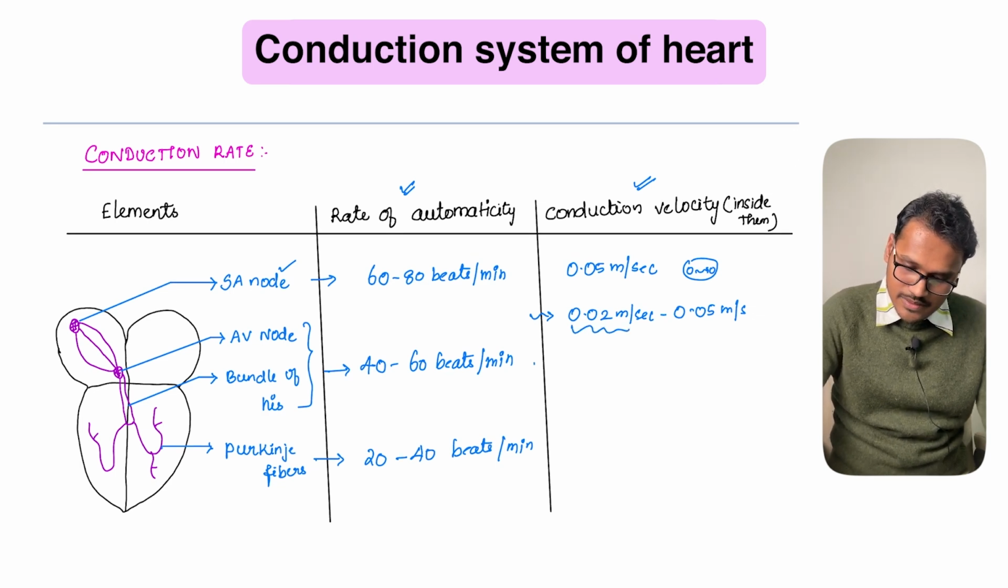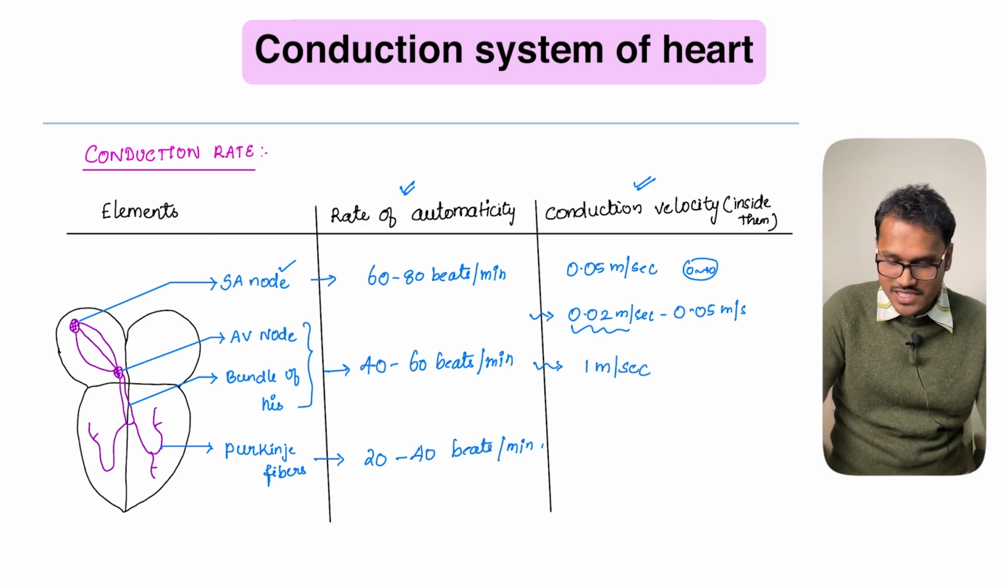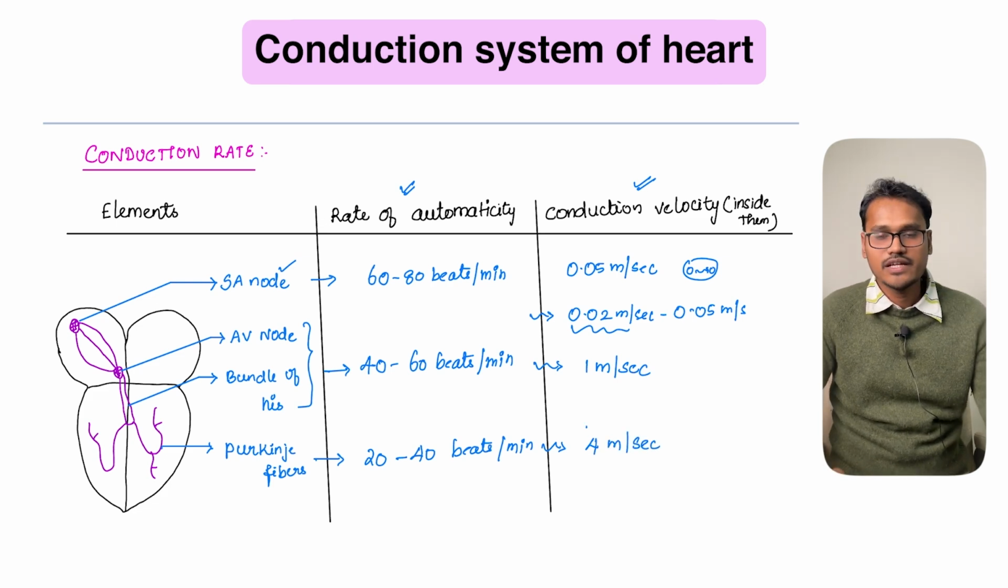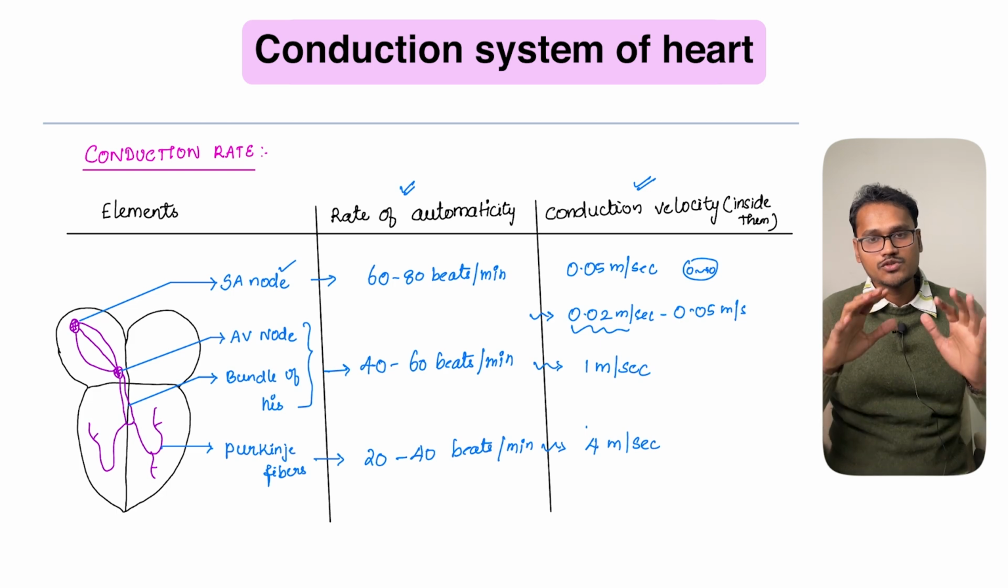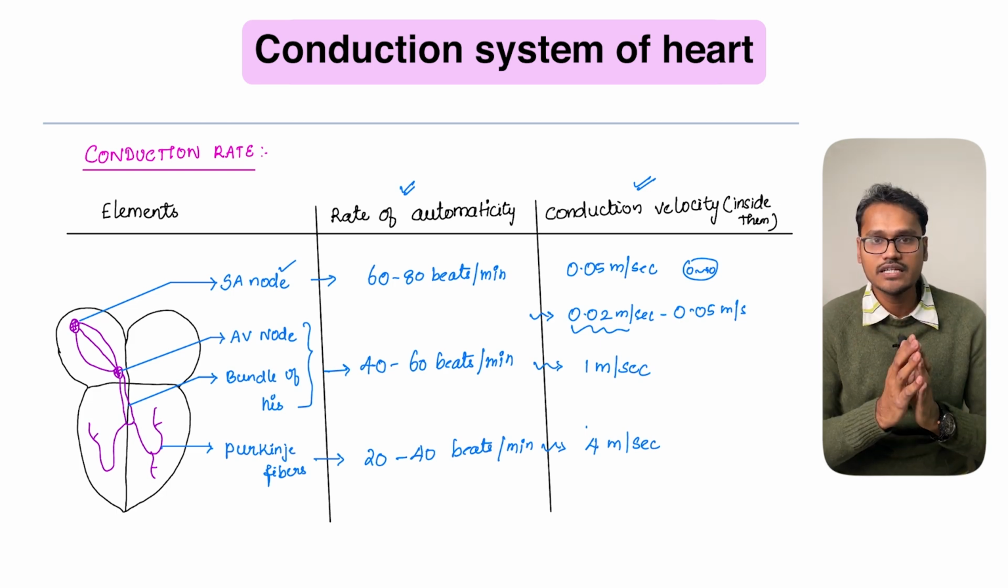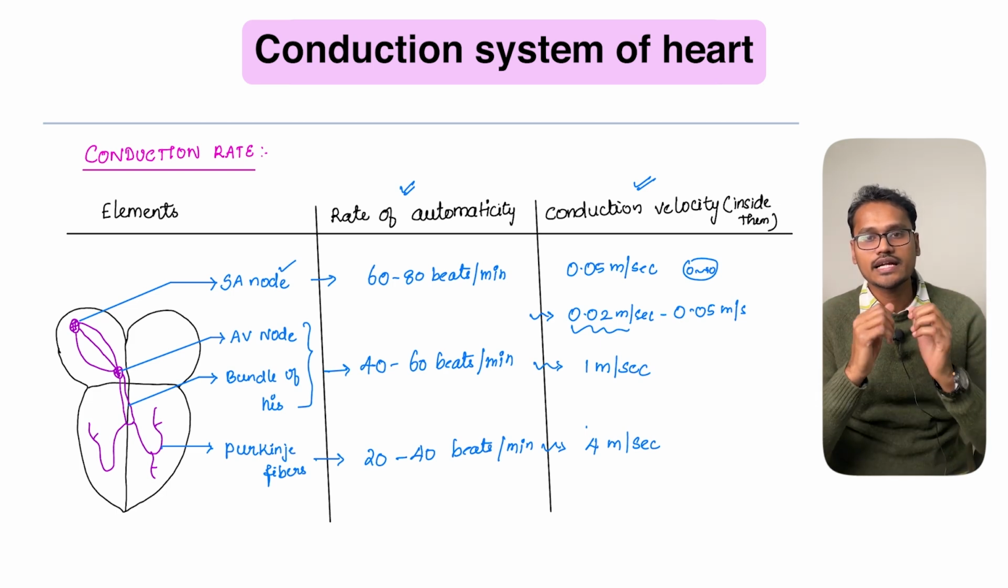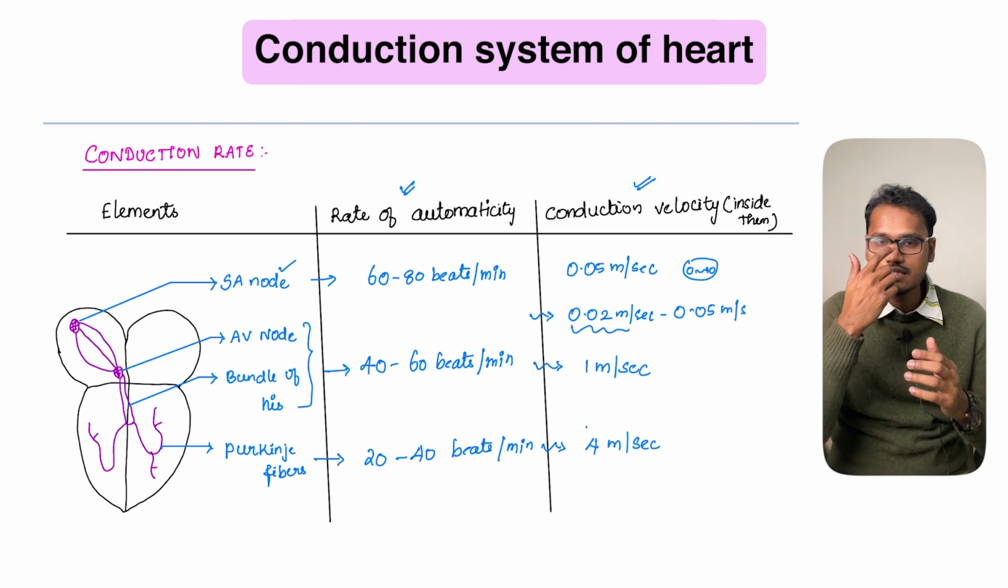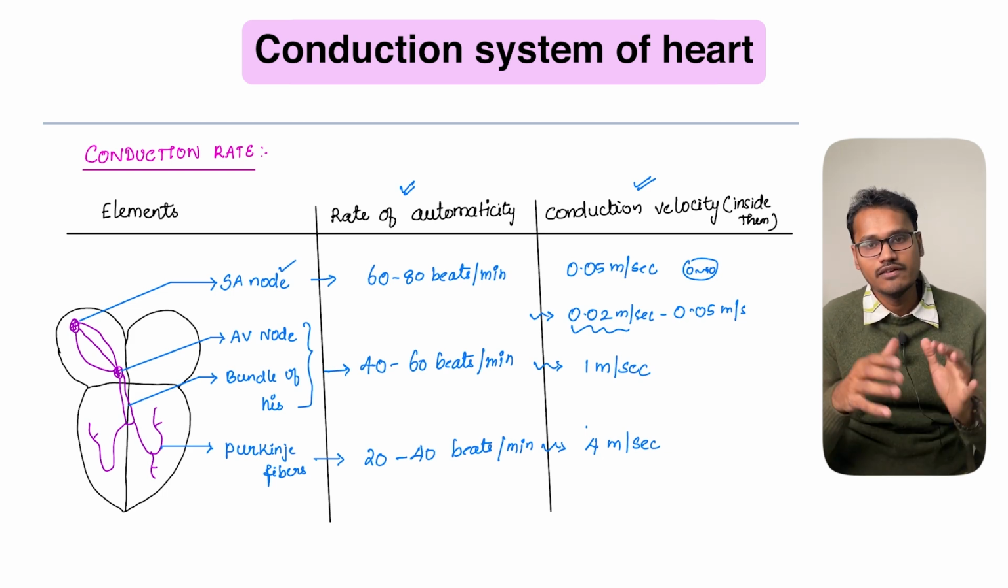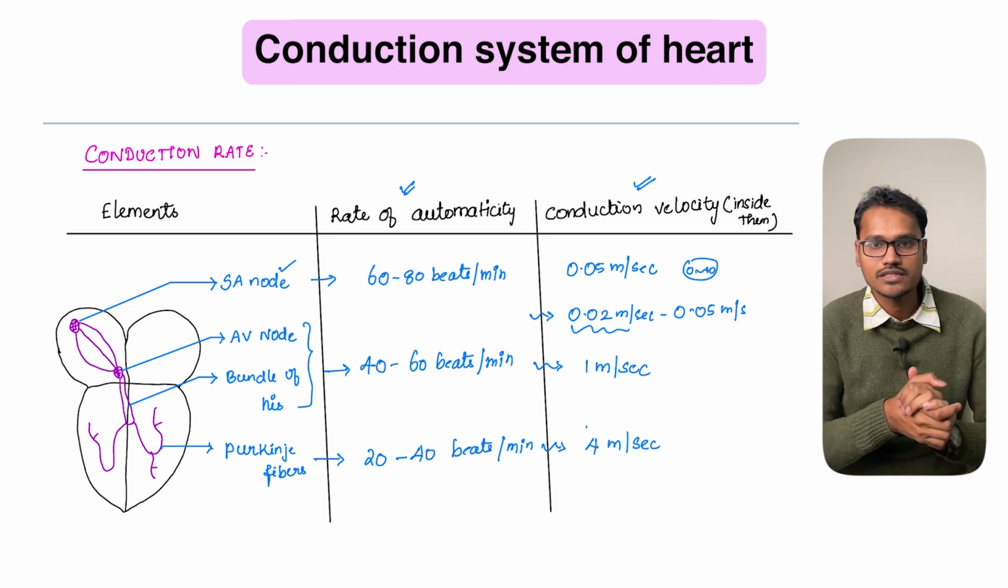Next, the bundle of His is around 1 meter per second. It is fast, whereas the Purkinje is the fastest, 4 meter per second. Again, the logic is that whenever the Purkinje fibers give impulse to the greater musculature of the ventricle, all the ventricles should contract at the same time, which we saw as the syncytial property of the heart, wherein all the ventricle has to contract at the same time.